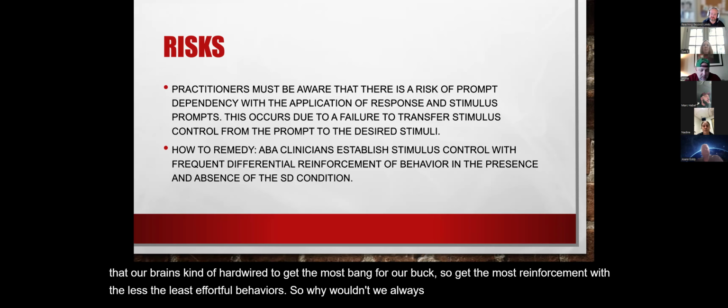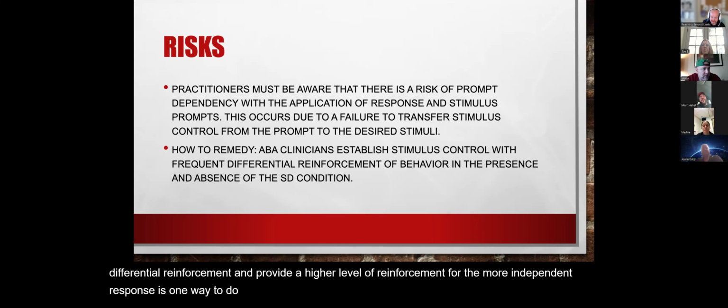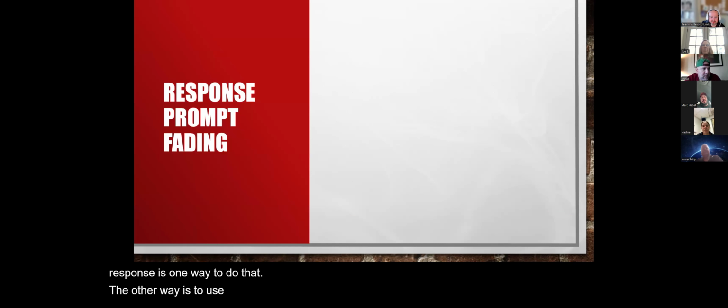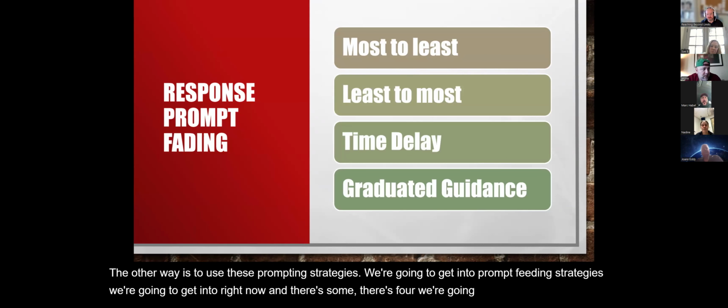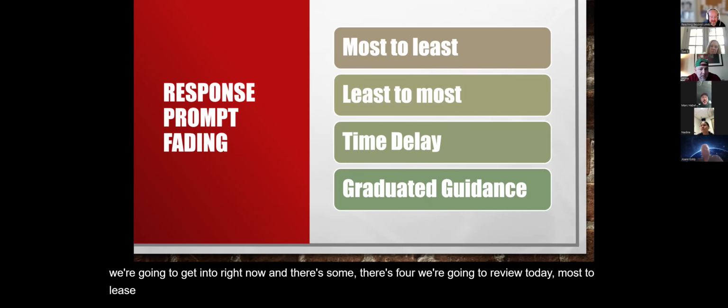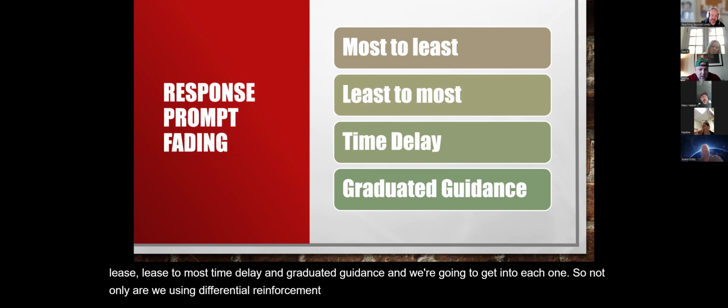Well, if we use differential reinforcement and provide a higher level of reinforcement for the more independent response, that is one way to do that. The other way is to use prompt fading strategies, which we're going to get into right now. There are four we're going to review today: most to least, least to most, time delay, and graduated guidance. We're going to get into each one. So not only are we using differential reinforcement, but we're also thinking about fading our prompts using these methods.